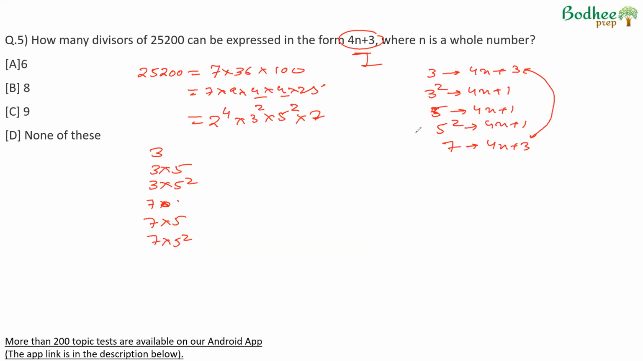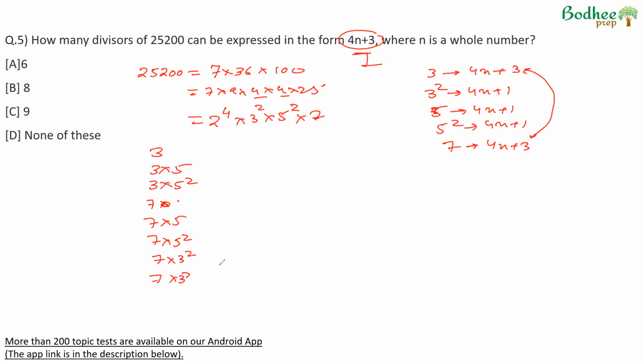35, 150, 175. So this is done. 7 can be combined with 4n plus 3. 7 can also be combined with 5, 5 square, which I've done. 7 can also be combined with 3 square. That will also give us 4n plus 3.